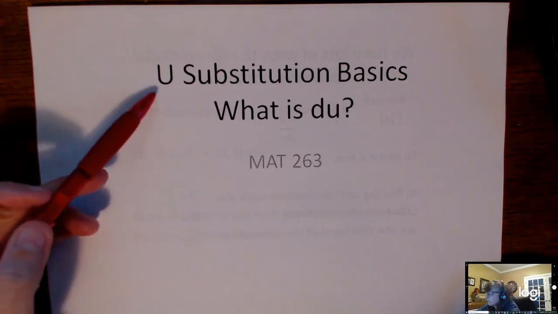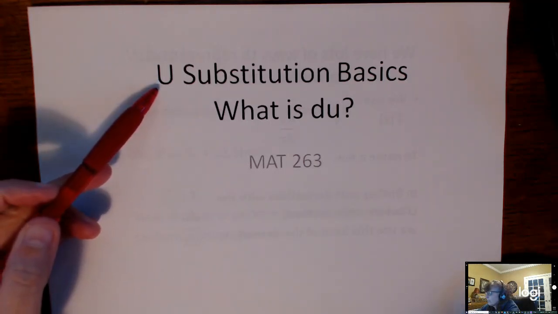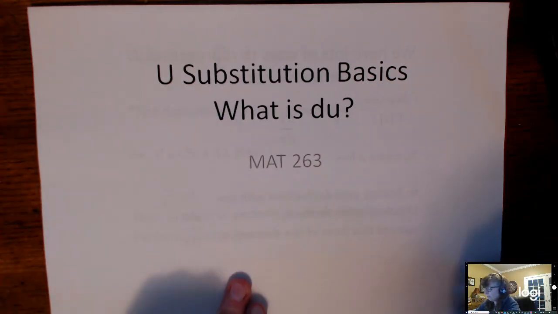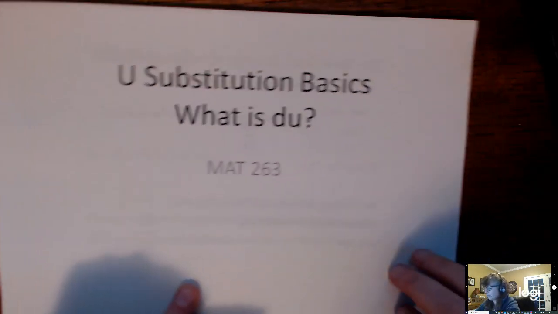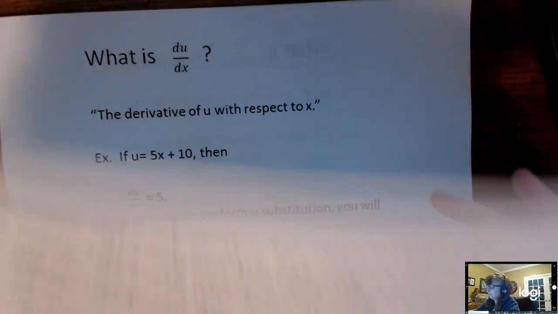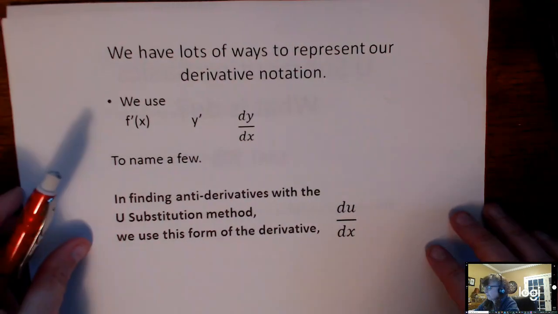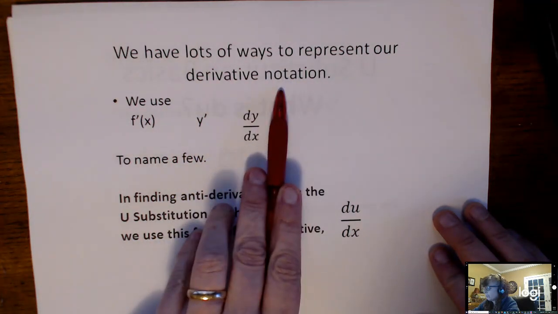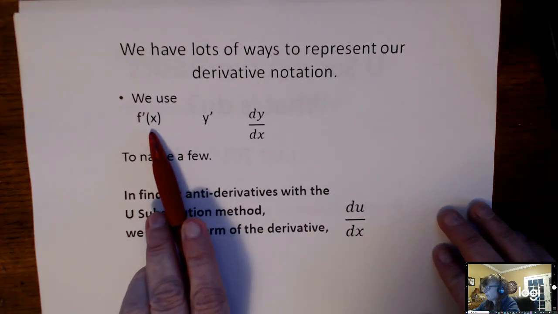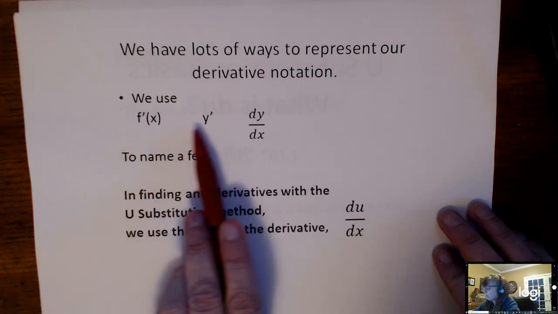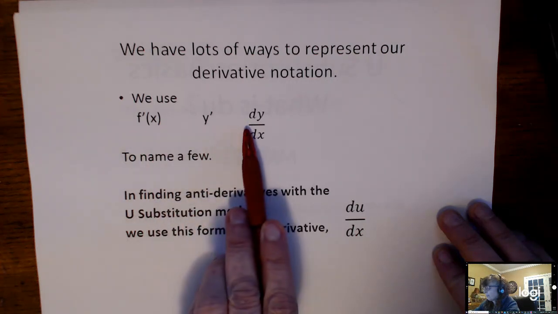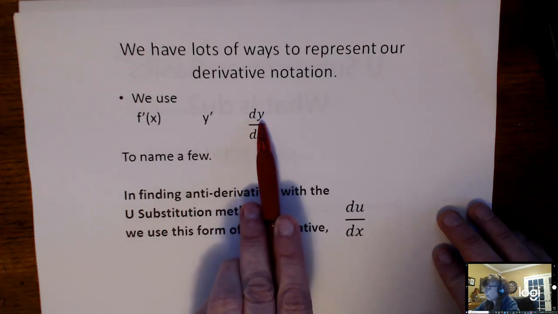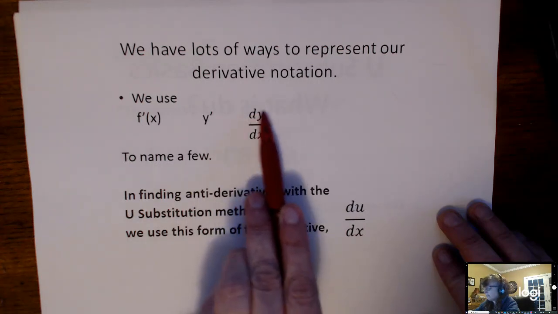This lesson is on integrating with the U substitution technique, and so we're going to start with what is du? We have lots of ways to represent our derivative notation. So this is probably our favorite, f prime of x or y prime, and then this one is the derivative of the function y with respect to x, and that's Leibniz notation.